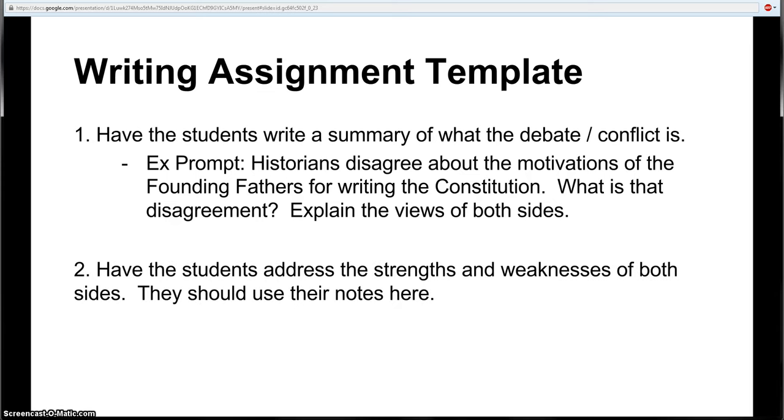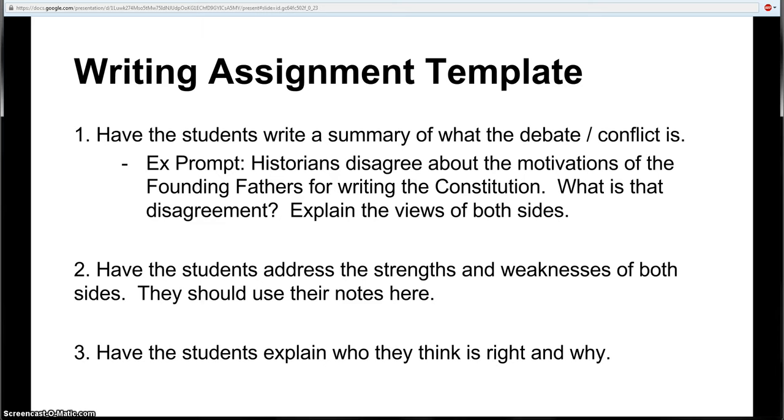Second, have the students address the strengths and weaknesses of both sides. They should use their notes here. So when you're saying, let's say the Founding Fathers debate, and we say the Founding Fathers' democratic views, what were the strengths of that position? When historians say the Founding Fathers were truly supporting the ideals of the Revolution, and we say that they had democratic views, what are the strengths of that argument and what are the weaknesses of that argument? So what are the strengths and weaknesses of both sides? That can be between 1 and 2 paragraphs, usually between 7 and 10 sentences. And finally, have the students explain which side they think is right and why.